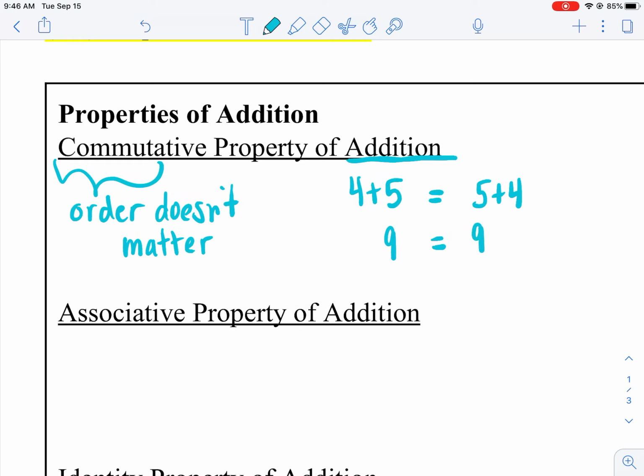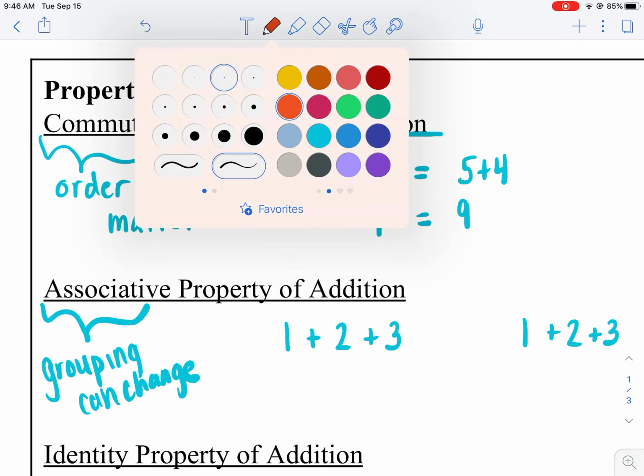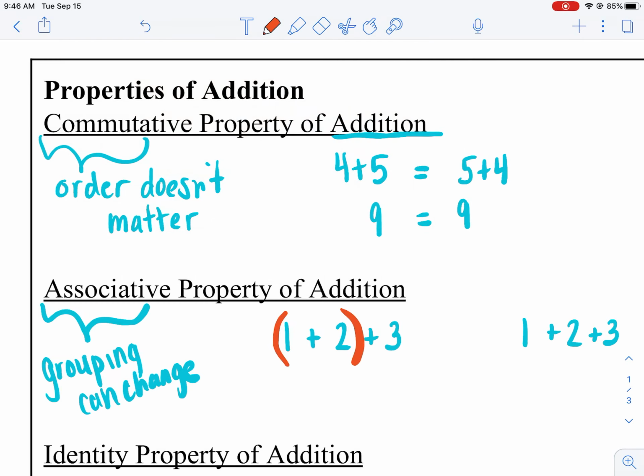Okay? The associative property tells us that the grouping can change and that it's still okay. So if I have 1 plus 2 plus 3, and I'm just going to write that one more time, 1 plus 2 plus 3. Associative property says, well, we can add 1 and 2 first and then add the 3. So 1 plus 2 is 3, and then 3 plus 3 is 6.